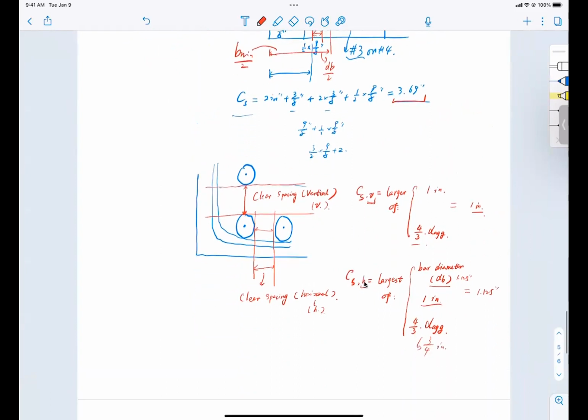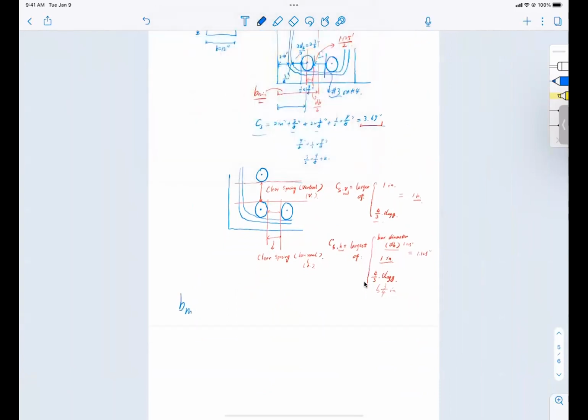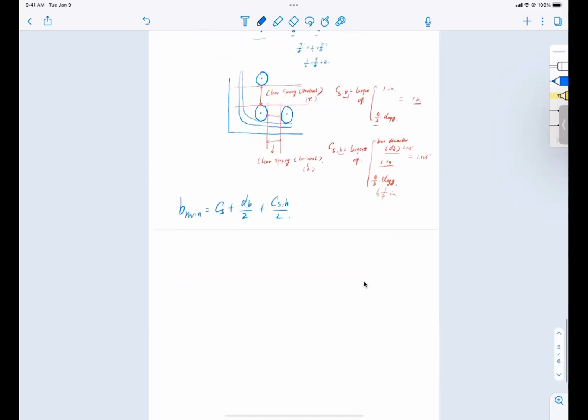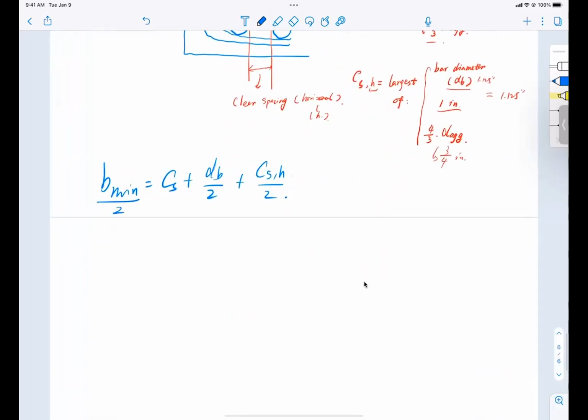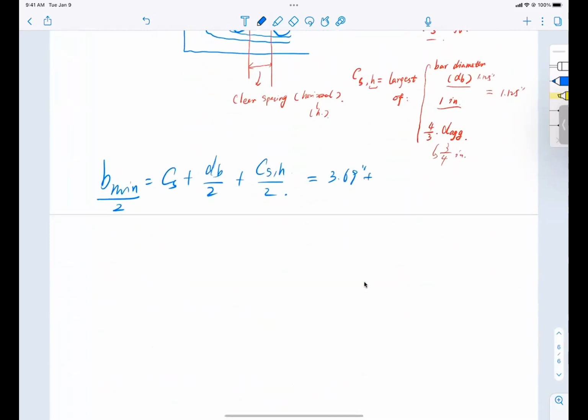So long story short, I'm going to write it all down. B minimum should equal CS plus half of the bar size plus half of the clear spacing in the horizontal direction. And this is half B minimum. So CS 3.69 inch, plus dB, that is 9/8 multiplied by half, plus 1.125 inch divided by 2. And folks, what do I have here?